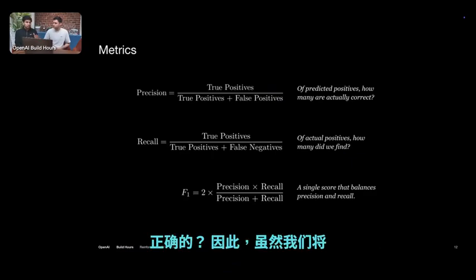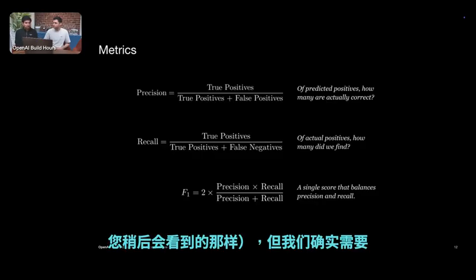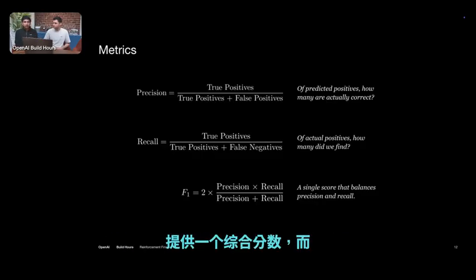So while we will measure precision and recall separately, as you'll see in a bit, we really need to provide a single composite score, and F1 allows us to do that. That being said, I think there are valid situations where you might choose a different way to combine these 2, precision and recall metrics, right?